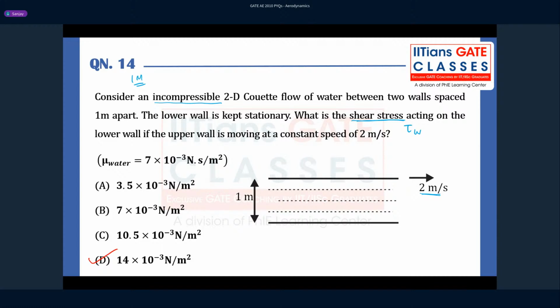Is this clear? See, if you remember the velocity profile of Couette flow already, then you can directly solve this problem. Okay. You don't need to derive it, but I just did it for those who do not remember. Okay. It's not very difficult to derive. It's just few steps, right? All right. Let's now move on to the next question.